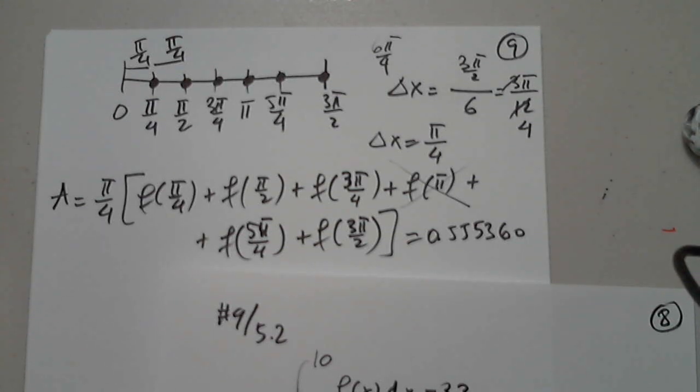And then 3 pi over 4. 3 pi divided by 4. Then pi. Then 5 pi over 4. Maybe I didn't click on 5. And 3 pi over 2.